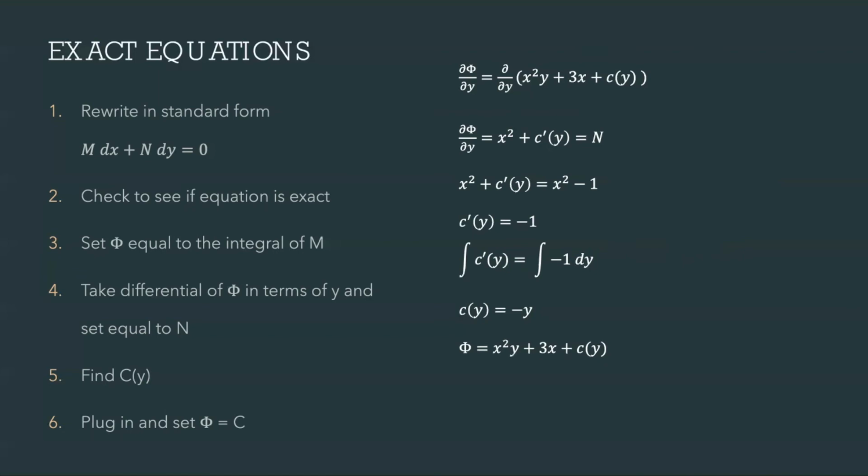As stated before, we solved that phi is equal to x squared y plus 3x plus c of y. All you have to do now is plug in c of y into phi. So phi is equal to x squared y plus 3x minus y. Now we set phi equal to c, and that would equal c equals x squared y plus 3x minus y. Now this is your implicit general solution, since y isn't alone, and it's general because there's still a c, a constant.